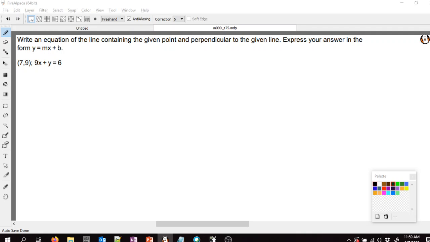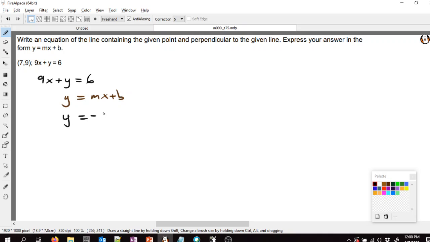Write an equation of the line containing the given point and perpendicular to the given line. Okay, so this is going to be the same thing as before, but this time we want it to be perpendicular. We're given the line 9x plus y equals 6, and just like the last couple of times, we're going to write y equals mx plus b to figure out what that slope is. Let's subtract 9x from both sides, and we'll get y is equal to minus 9x plus 6. That's all we have to do.